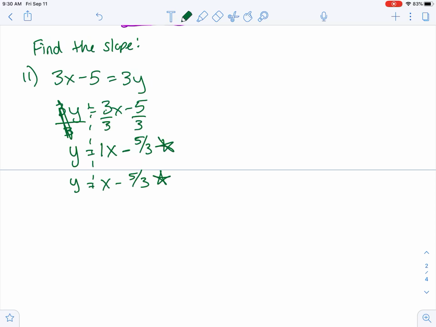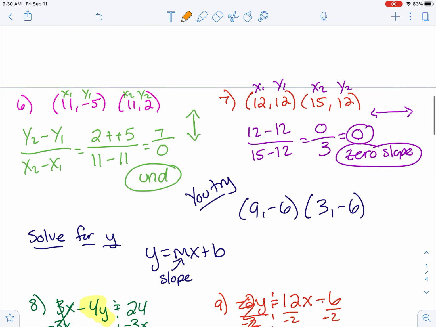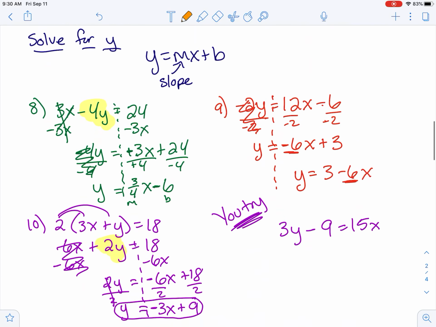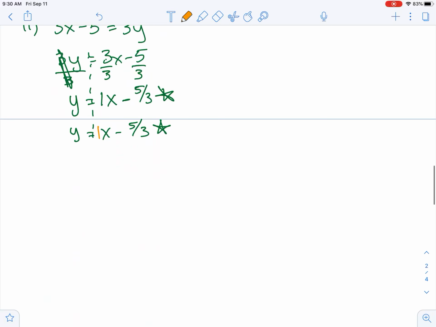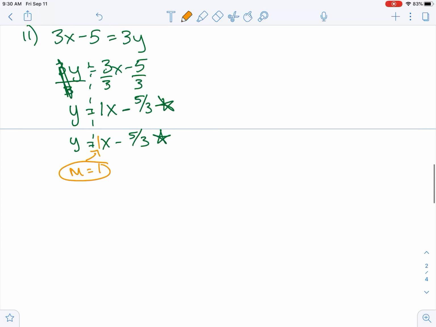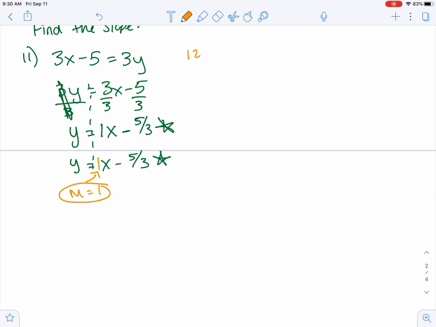Whenever there's nothing written in front of a variable, we automatically know that it's a 1, so you don't have to write it. So now what did we talk about before? We talked about our m, which is always in front of the x. The m is always attached to the x, is our slope. So what's in front of x? We have 1. So my slope is 1.